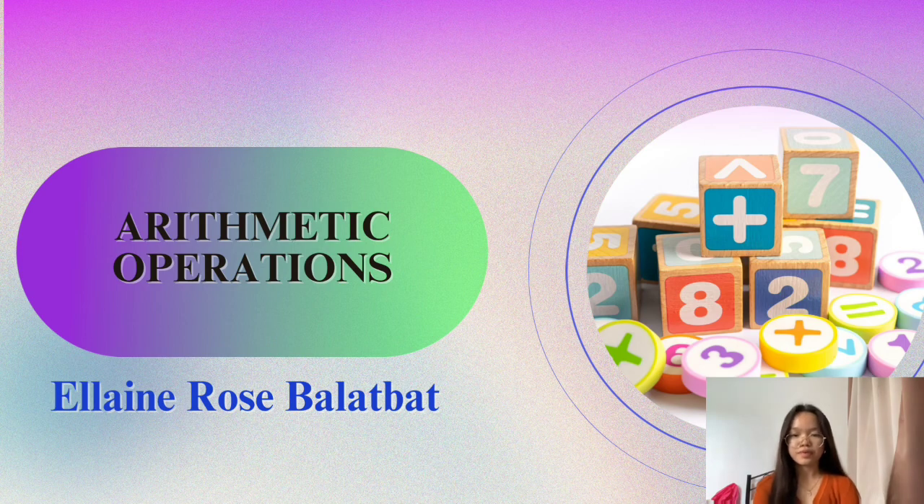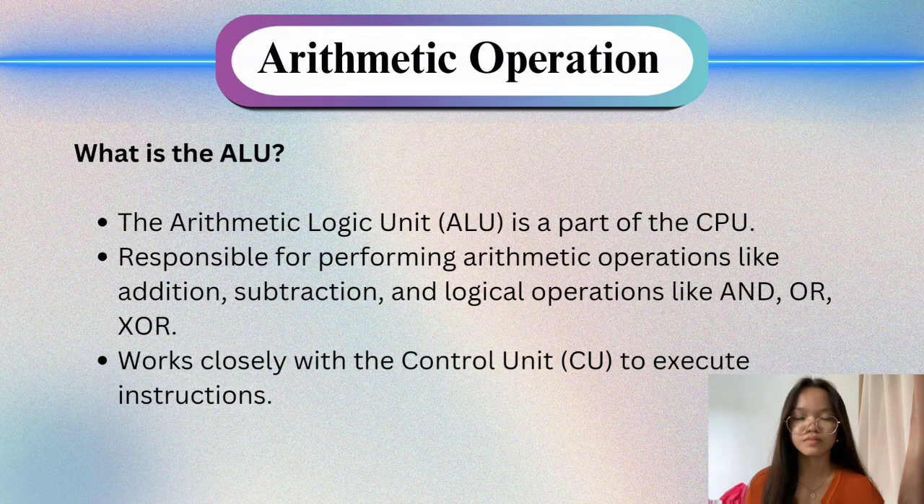So our next topic is about arithmetic operations. But first, let me tell you about the arithmetic logic unit. The arithmetic logic unit is a fundamental component of the CPU, responsible for performing both arithmetic and logic operations. Arithmetic operations include basic mathematical functions like addition, subtraction, multiplication, and division, while logic operations involve comparisons such as AND, OR, or XOR.